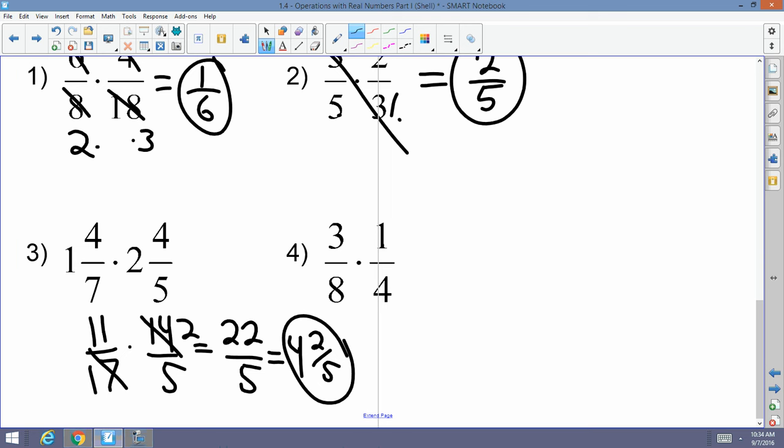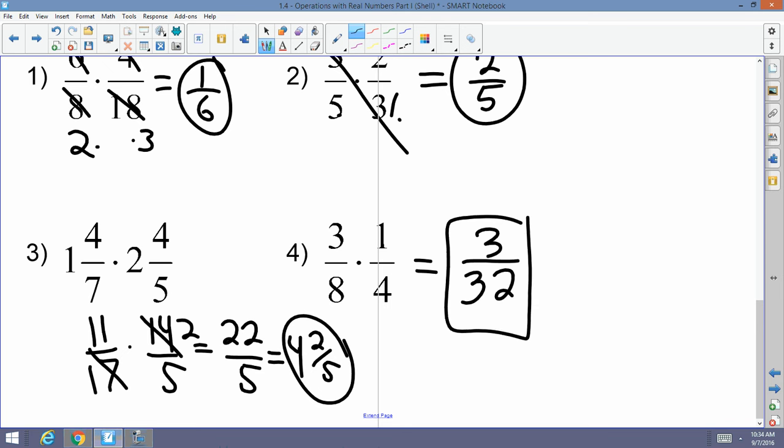How about here, gentlemen? 3/8 times 1/4. Can we do any cross division? No, we can't. Unfortunately, it's not always going to work out beautifully. So this is just 3/32. And it's a proper fraction, so we do not have to turn that into a mixed number. Does that make sense, gentlemen? Promise? Okay. Thank you, gentlemen.